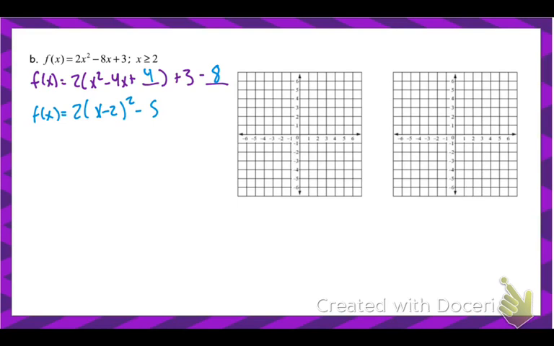So let's go ahead and graph that. So your vertex is at 2, -5. This graph has been vertically stretched by a factor of 2. So typically that pattern would be this, but since we're stretching it vertically, we're multiplying those by 2. So right 1 up 2, right 2 and up 8. And again, we're only graphing when x is greater than or equal to 2. It has that restriction on it.